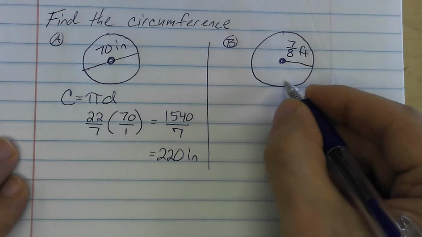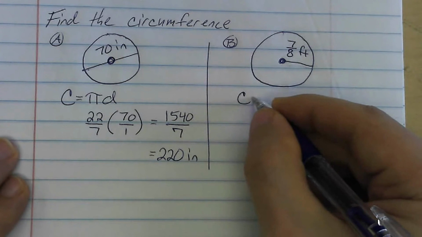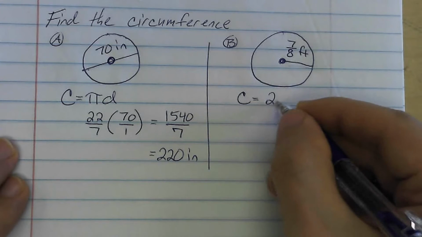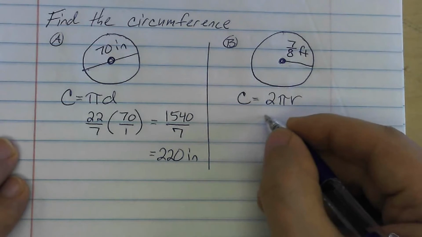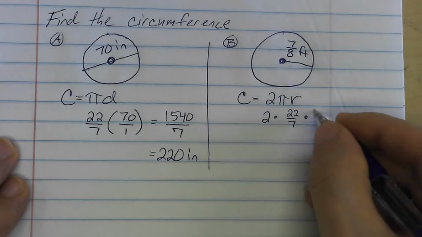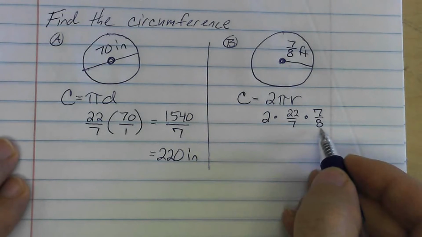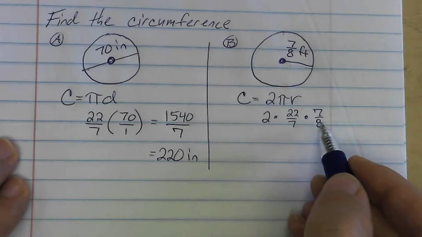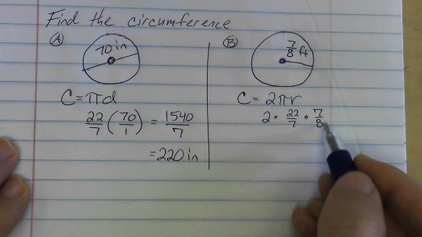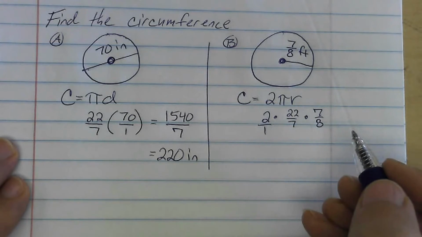For the next one, we've got a radius of 7/8 of a foot, so we're going to use the formula involving radius. C equals 2 times pi times radius. 2 is a constant. Pi is going to be 22 over 7, and our radius is 7/8 of a foot, so we just write the fraction 7 over 8. Very similar to the last problem that we did, the word problem where radius was 21 inches, except instead of a 21-inch radius, we have a 7/8 foot radius, so we're just going to put that 7/8 in there. So, make this a fraction by putting this over 1.